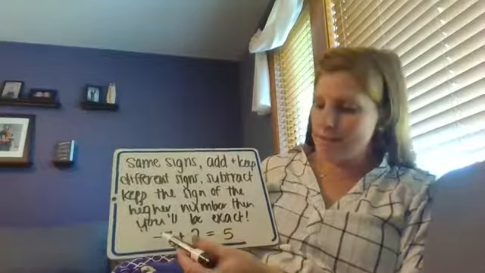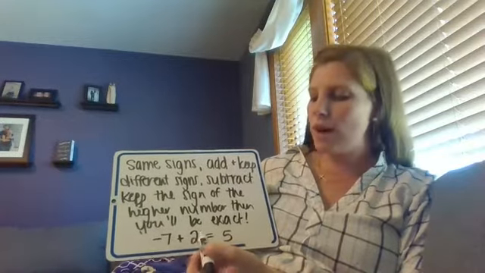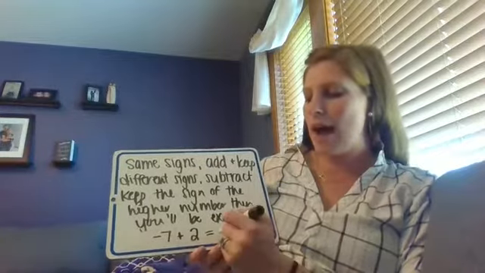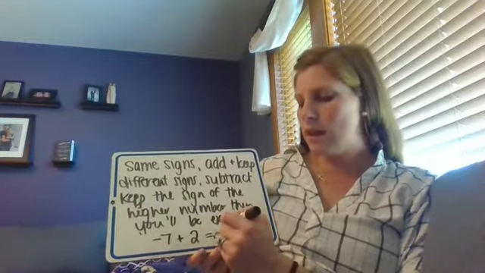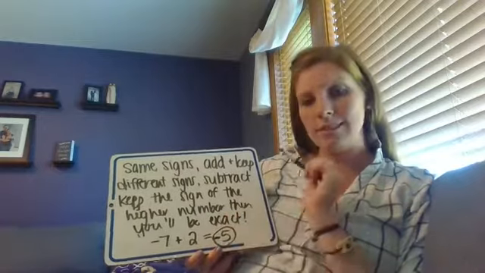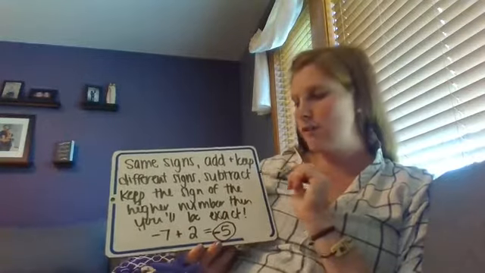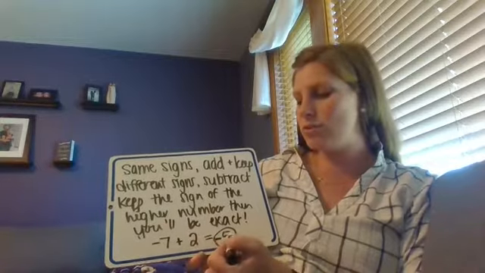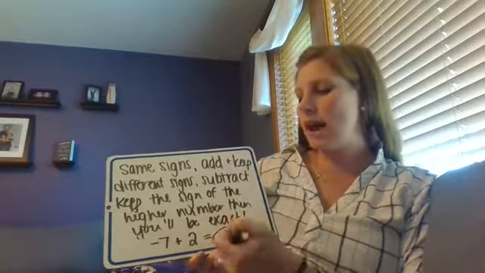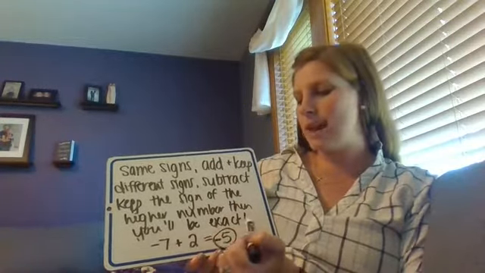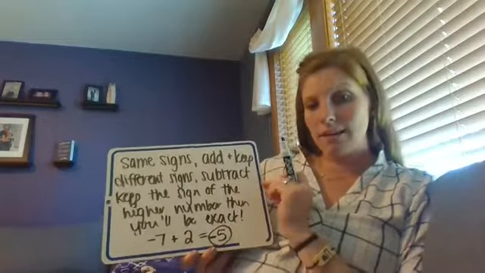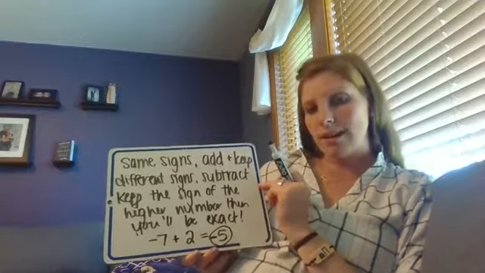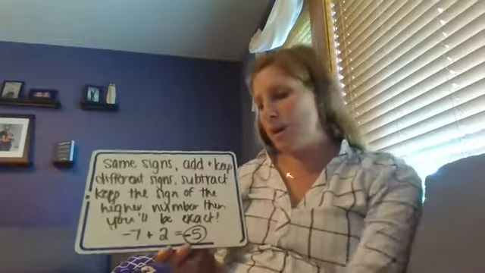In this case, -7 has a higher absolute value than 2. -7 is further away from 0 on the number line. I have more negatives than positives, and so my final answer is -5. Different signs subtract. So a negative and a positive, I do 7 minus 2 is 5. Keep the sign of the higher number, in this case that's negative, then you'll be exact. So same signs add and keep, different signs subtract. Keep the sign of the higher number, then you'll be exact.